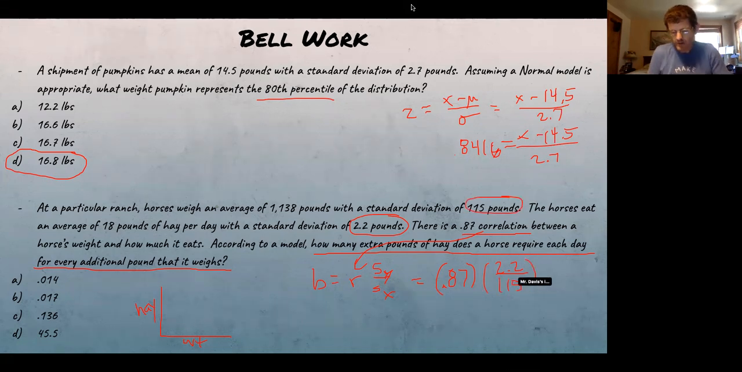And remember, doing this calculation with the standard deviations allows us to scale the slope for our particular scatter plot. So when you plug that in the calculator, 0.87 times 2.2, and then you divide that by 115, you should get this answer right here. So hopefully all of you who were able to get through this problem, that matches up with what you found.